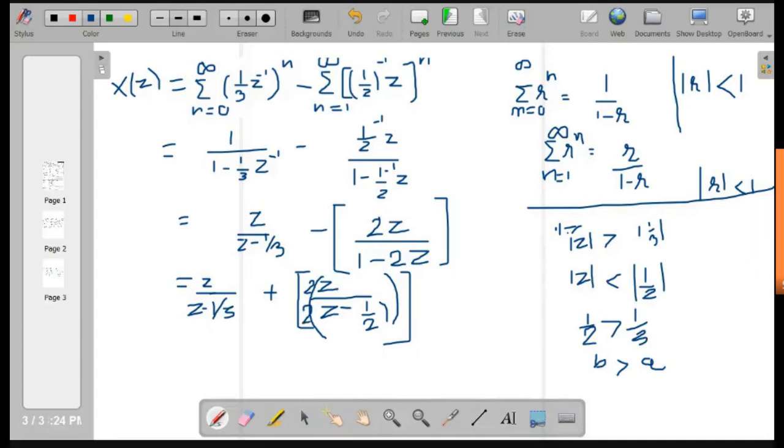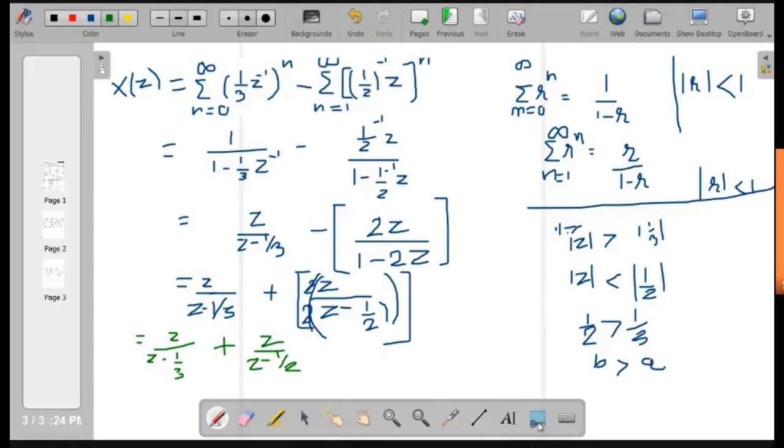Into 2. Right? So 2, this is getting cancelled, this is getting cancelled. So the resultant is, what is the result? The result is z upon z minus 1 by 3 plus z upon z minus half. Right?